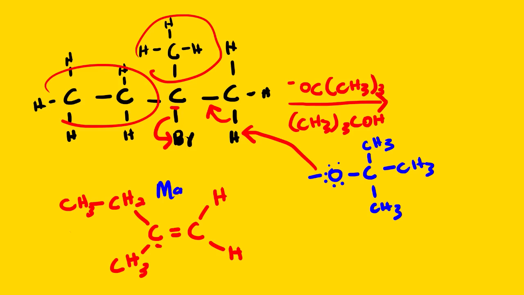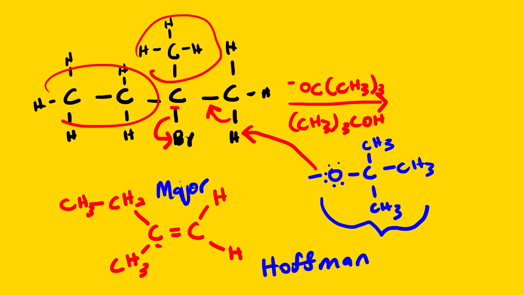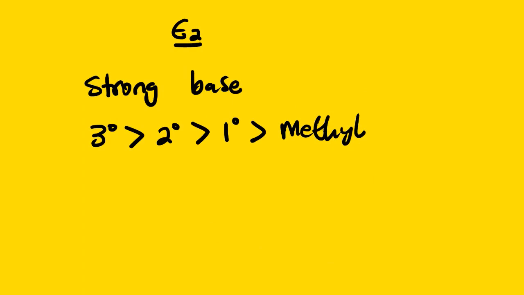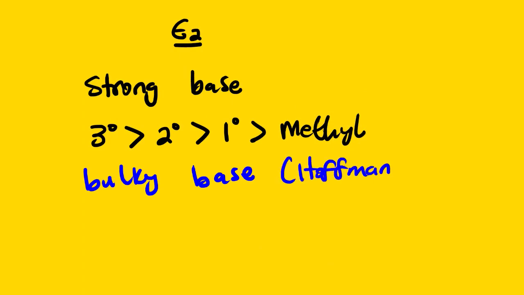So in this case, this will be the major product, even though it is not more substituted compared to when we deprotonate this hydrogen. But since we have a bulky base, this is one of the conditions. If you have a bulky base, just know that the Hofmann product will be the major. So one of the conditions that you have to add, if we have a bulky base or a big base, is that the Hofmann product will be the major.